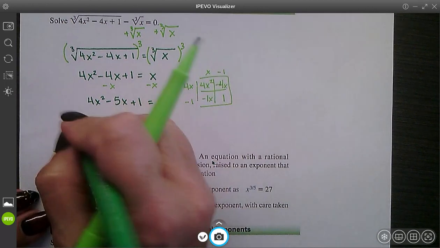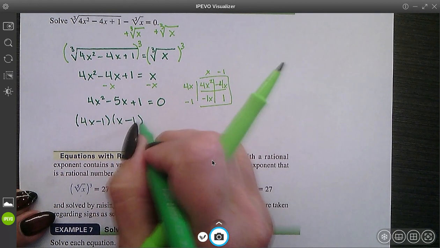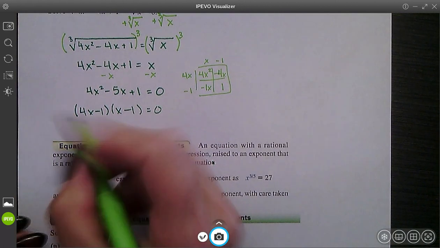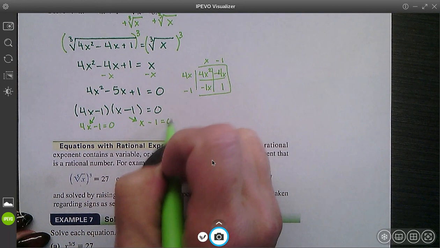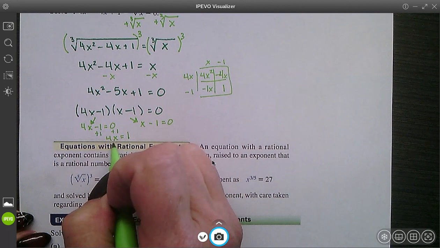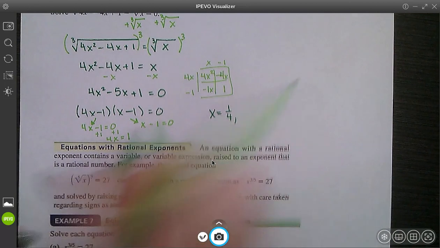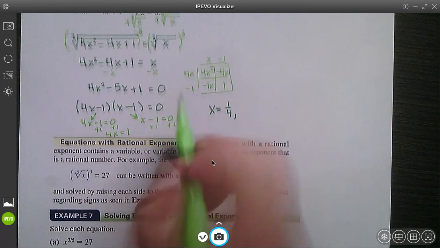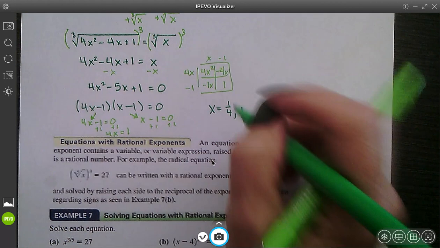So that factors to 4x minus 1 times x minus 1. We set each of those equal to 0. 4x minus 1 equals 0. x minus 1 equals 0. Add that 1 over to both sides, gives me 4x equals 1. Divide both sides by 4, I get x equals 1/4. And of course this one, add 1, x equals 1. I do not have to check those because it was a cube root. So I'm just going to have those two answers, x equals 1/4 or 1.